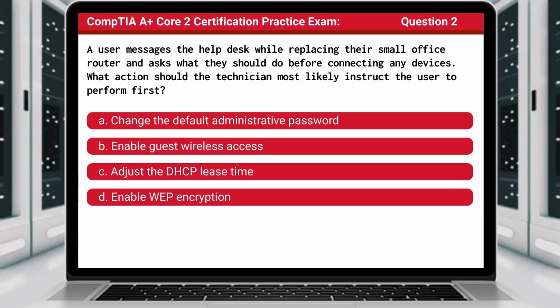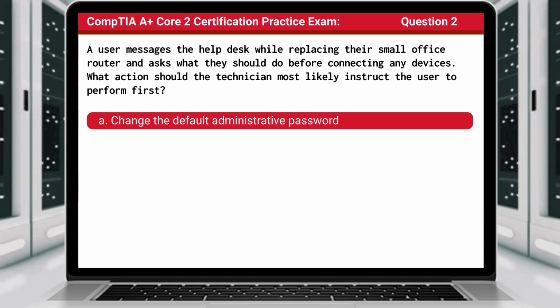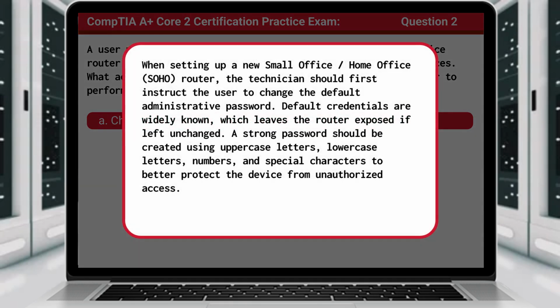The answer is A. Change the default administrative password. When setting up a new small office, home office router, the technician should first instruct the user to change the default administrative password. Default credentials are widely known, which leaves the router exposed if left unchanged. A strong password should be created using uppercase letters, lowercase letters, numbers, and special characters to better protect the device from unauthorized access.